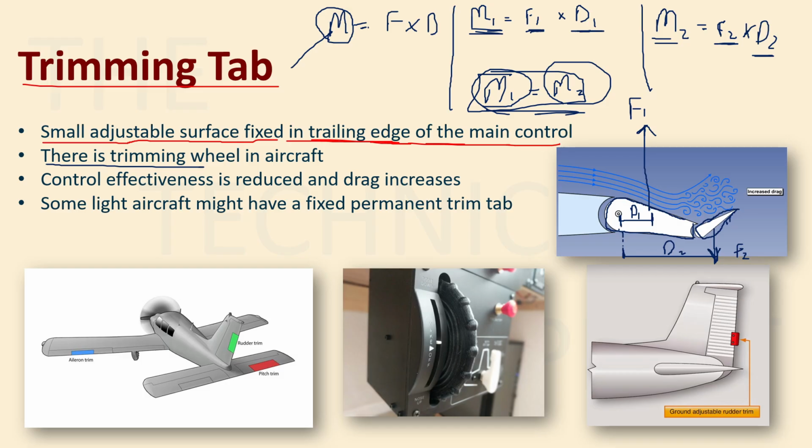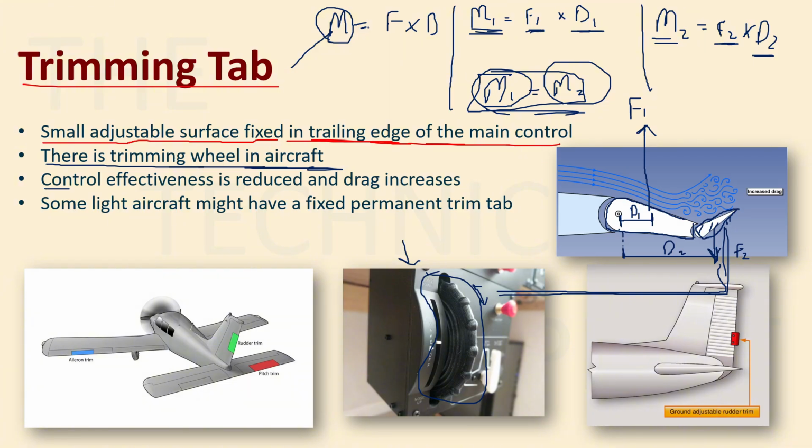And there is a trimming wheel in the aircraft. The second image that you're seeing is a wheel, mostly in black color. This is your trimming wheel. Unlike the balance tab, your trimming tab is directly controlled by the pilot with the help of a trimming wheel. The trimming wheel will be directly connected to your trim tab, and the pilot can move this tab up and down so that you can find a perfect movement which will balance out your elevator's movement or your control surface movement.